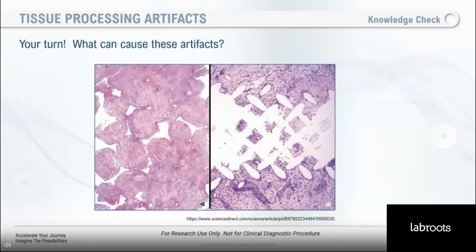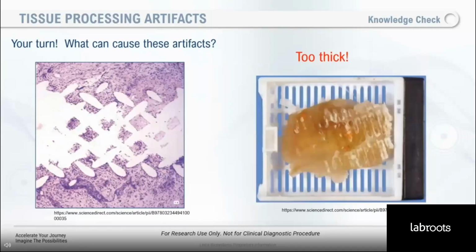Let's turn the tables and have it be your turn. Can you tell me what can cause these type of artifacts? Let's discuss the first one. In the histology lab, when tissue is submitted for processing, the cassettes are designed to hold sections that are no more than 2.5 by 2 centimeters in length and in width. The thickness, though, should not exceed more than 3 millimeters.